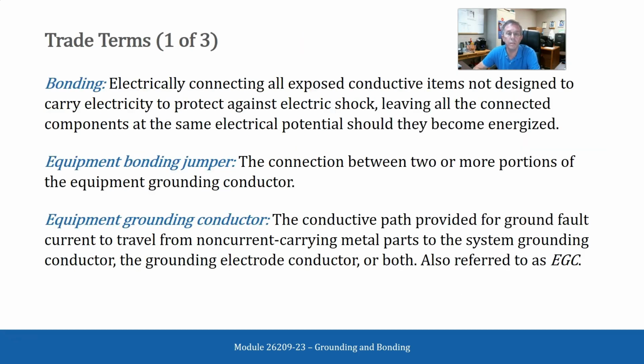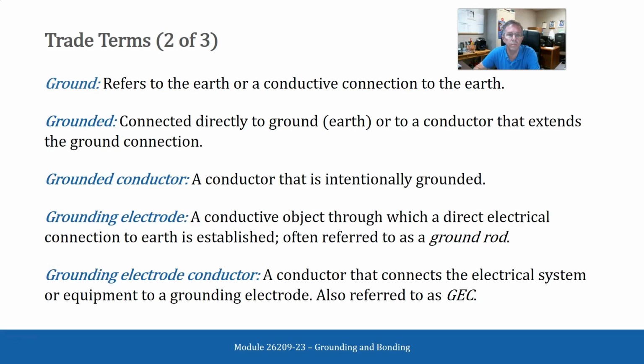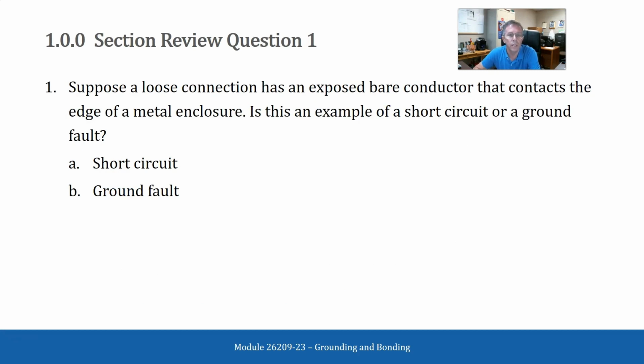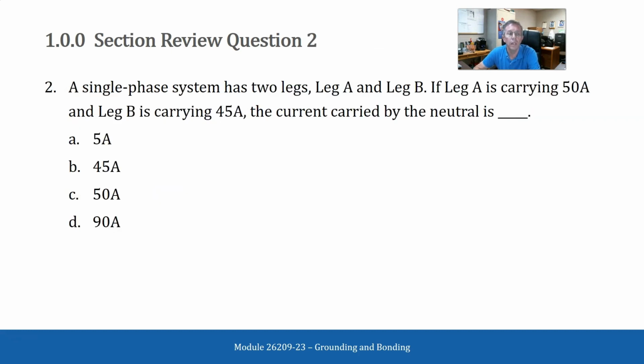Some trade terms we should read over and become familiar with for this module, and some review questions. Suppose a loose connection has an exposed bare conductor that contacts the edge of a metal enclosure. Is this an example of a short circuit or a ground fault? It's a ground fault. A single-phase system has two legs, leg A and leg B. If leg A is carrying 50 amps and leg B is carrying 45 amps, the current carried by the neutral should be, well, the unbalanced portion should be 5 amps.